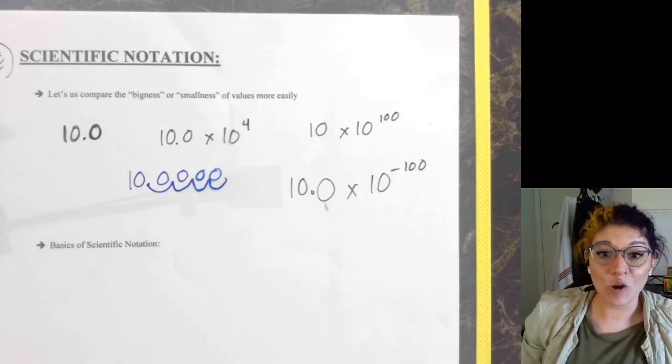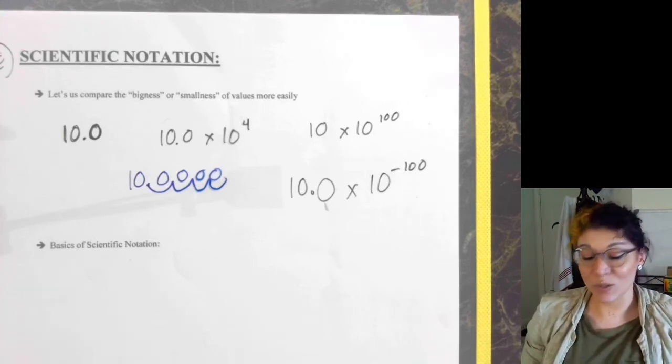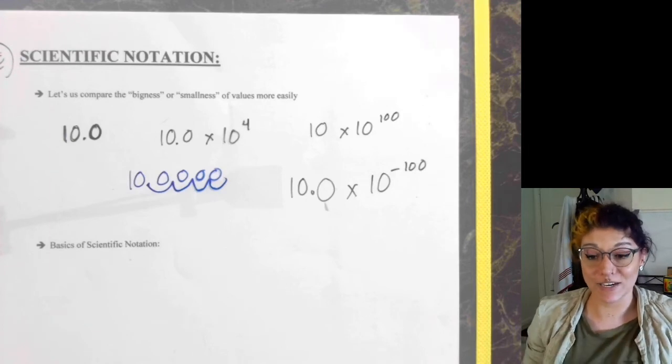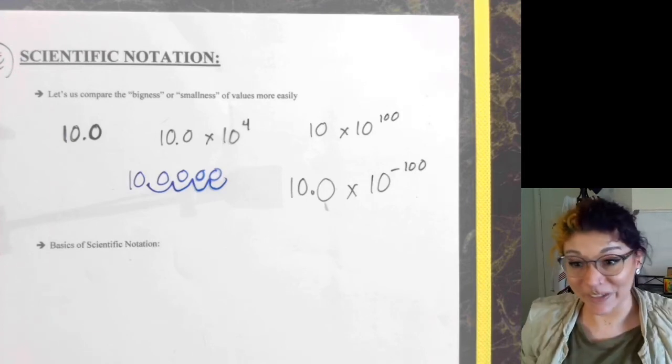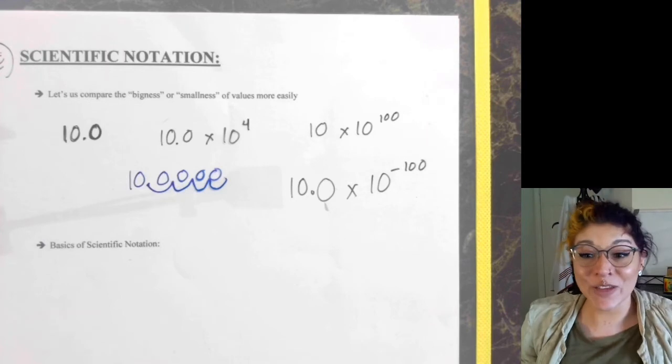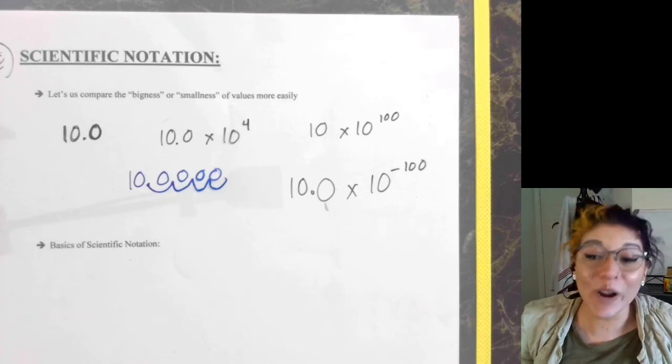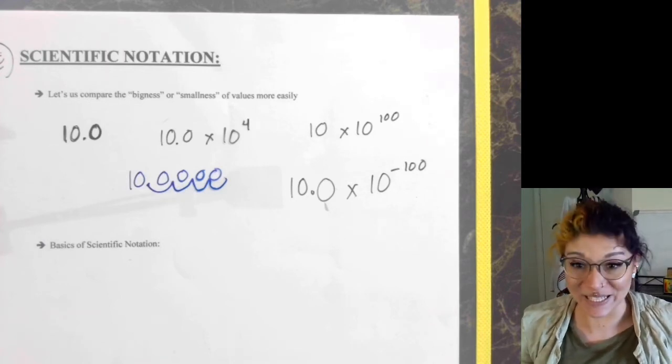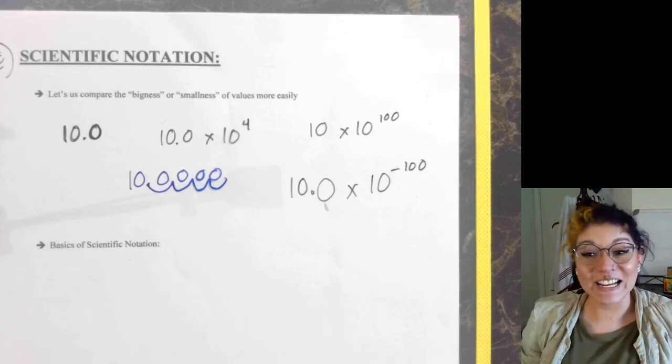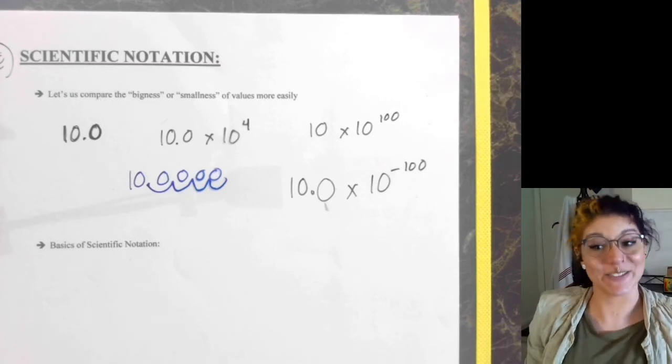Scientific notation helps us write things so that we can compare and contrast very easily. But more importantly, I think, it makes it so that I don't have to write out 100 places past the decimal point. That way, it's much simpler and much easier for us to write.